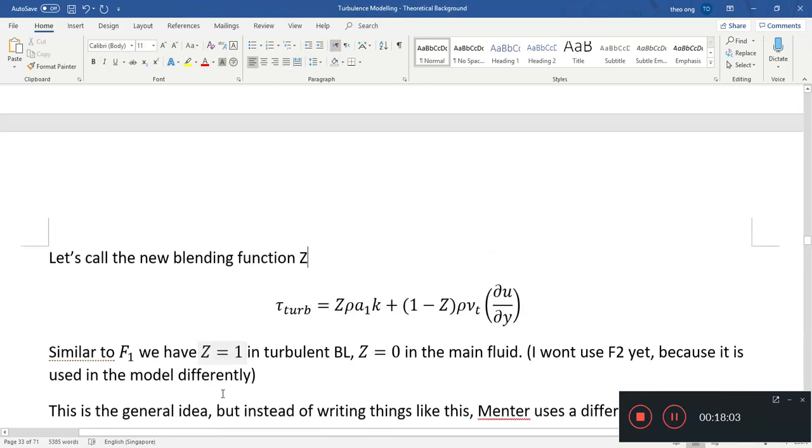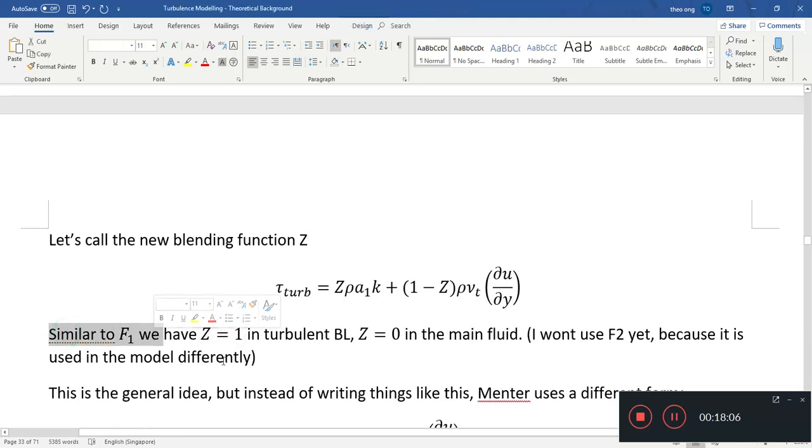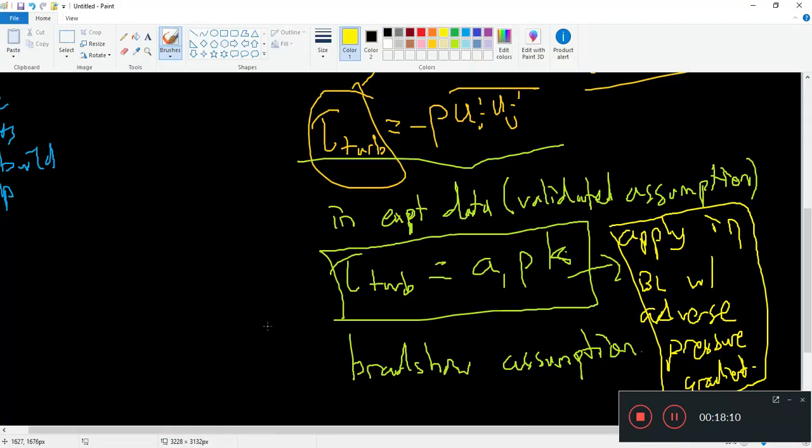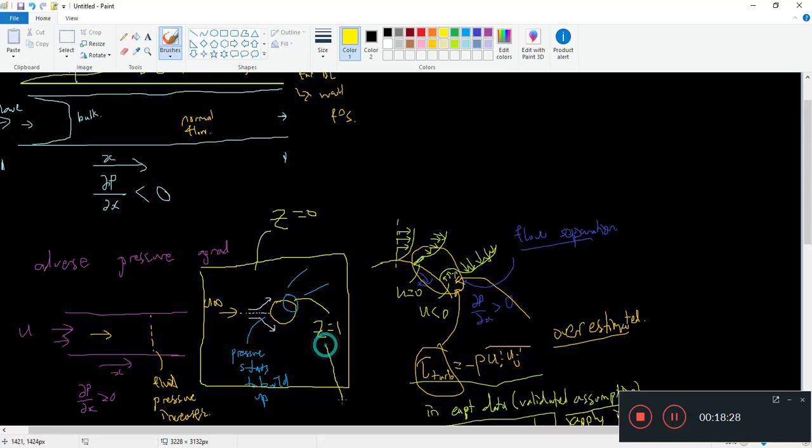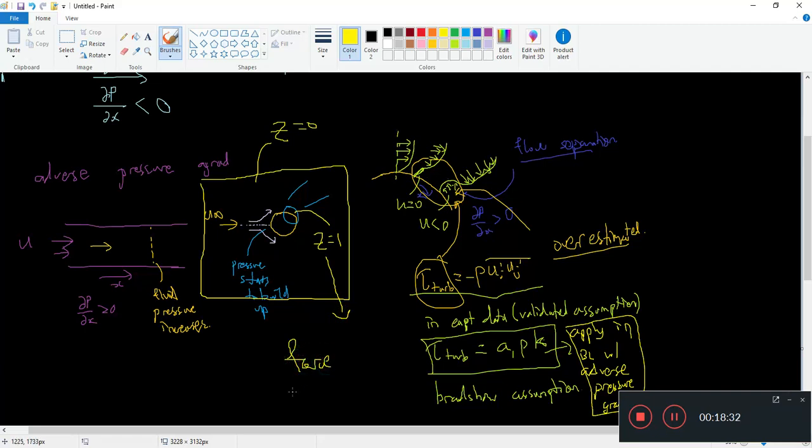This is similar to F1 in that we try to have z. In the rest of the flow, z equals 0, and in the places where you have this problem, z equals 1, so as to force tau turbulent equals rho k times a1. You want to force this relation to be here. So that's what your blending function essentially does.